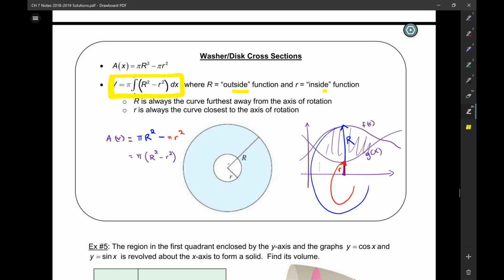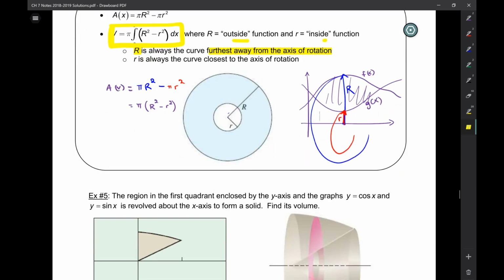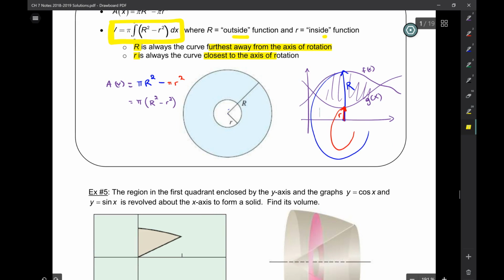In other words, outside would be the upper one. Yes, exactly, that's what I say here. Big R is always the curve furthest away from the axis of rotation. So we're rotating around the x-axis. I've got one curve here and one curve here. Which one is farther? It's f of x. So that's the big R. Which one is closer? G of x. That's the little r. And little r is always the one that's closer to the axis of revolution.